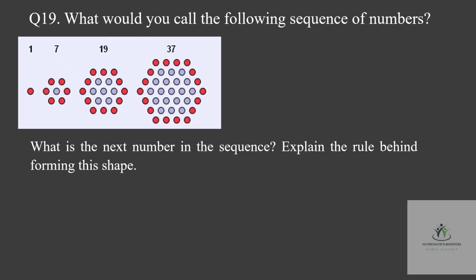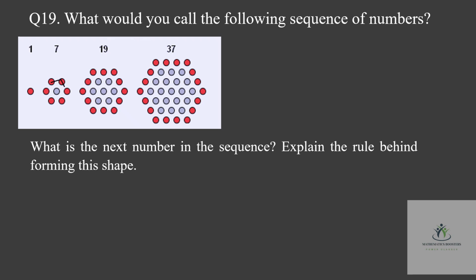What would you call the following sequence of numbers? This is the first part of question number 19. What is the next number in the sequence? This is the B part, and explain the rule behind forming this shape. So there are three parts in the same question.